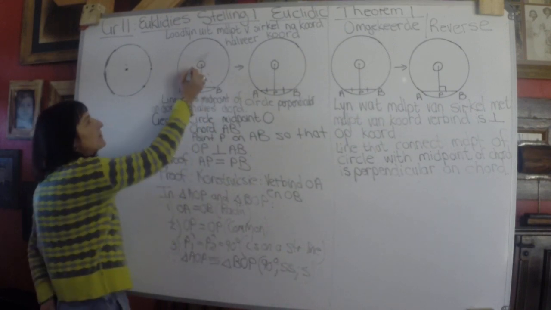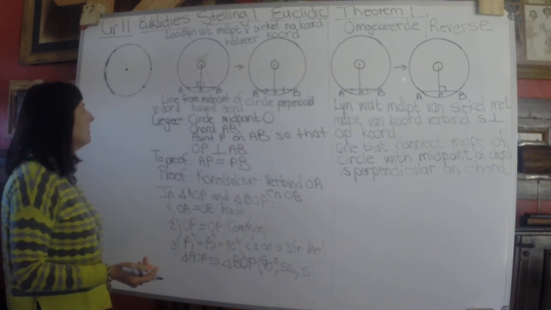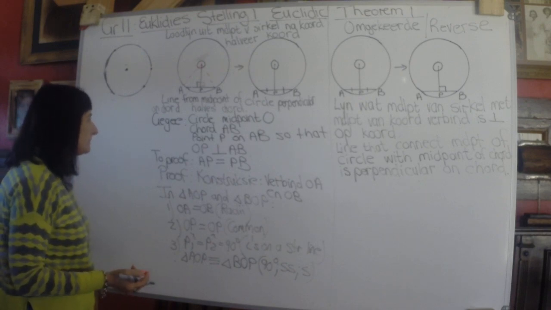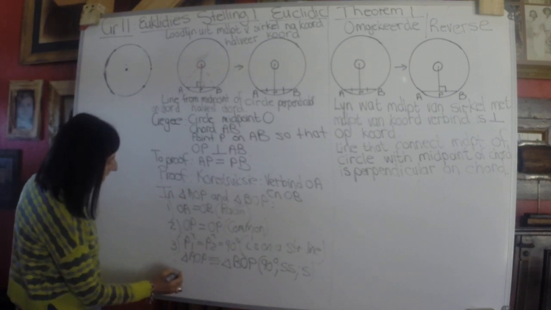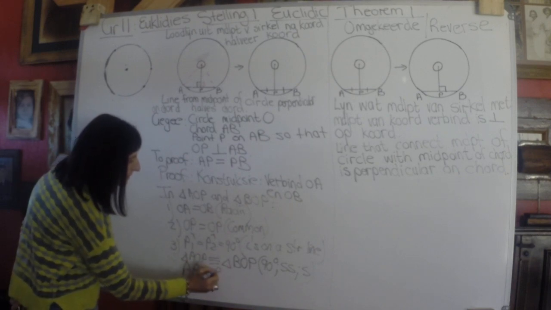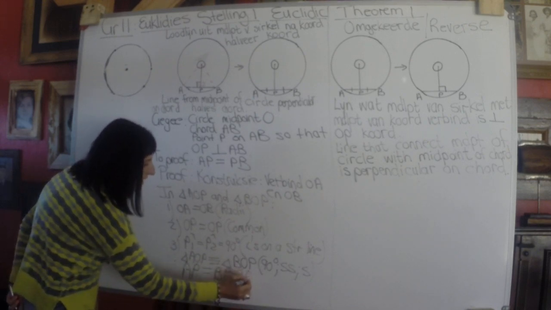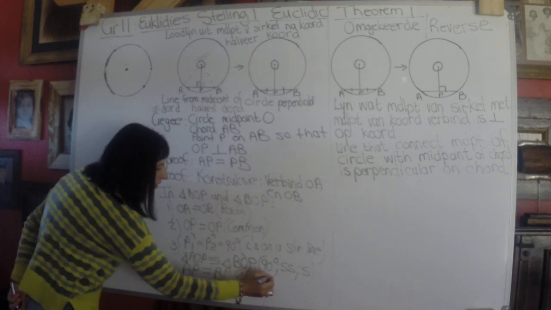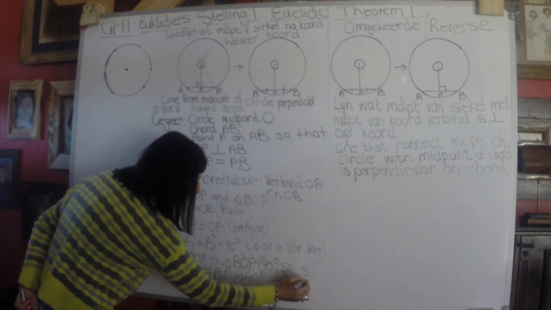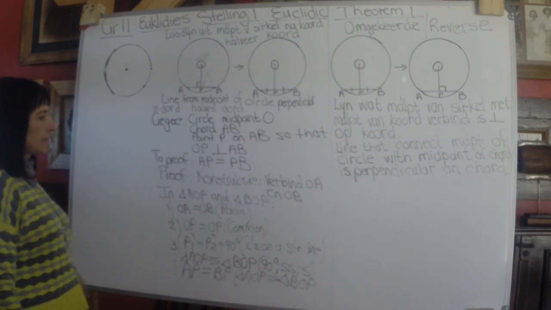And now I've proven these two triangles identical, congruent, and now I can make my conclusion. Therefore, AP equals BP, and the reason why I can say that is because triangle AOP is congruent to triangle BOP. And I've proven my theorem number 1.